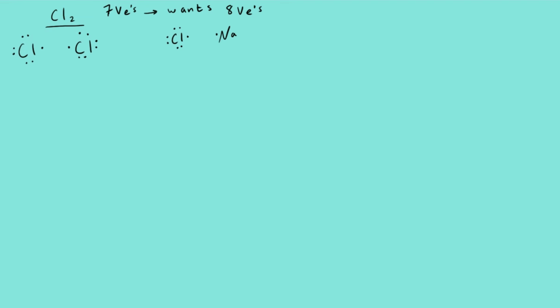It would be in a situation where it met an element that really wanted to give up an electron. So for instance, sodium really wants to get rid of its 1 valence electron. So if these two met, sodium would just go ahead and give its electron to chlorine, and then it wouldn't have any valence electrons, and chlorine would have its full 8. And then both of these would be happy.